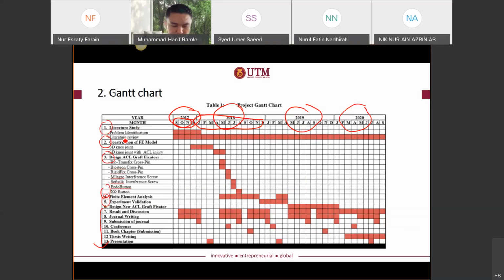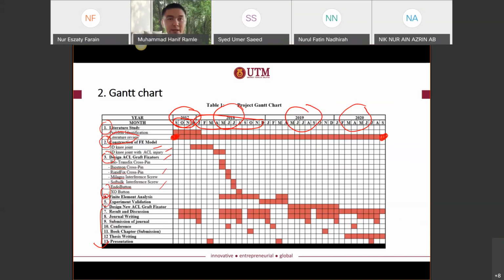Of course, the literature review is for the whole study, from day one until the last day. And you have to put the timeline for each component. What is the timeline? This is the thing that you can discuss with your supervisor.